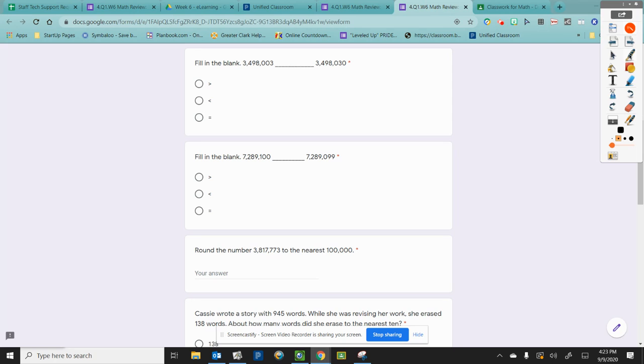Our first one has us fill in the blank. We have to compare 3,498,003 compared to 3,498,030. Now remember, when we do these, we need to stack those numbers so that we can compare place value.